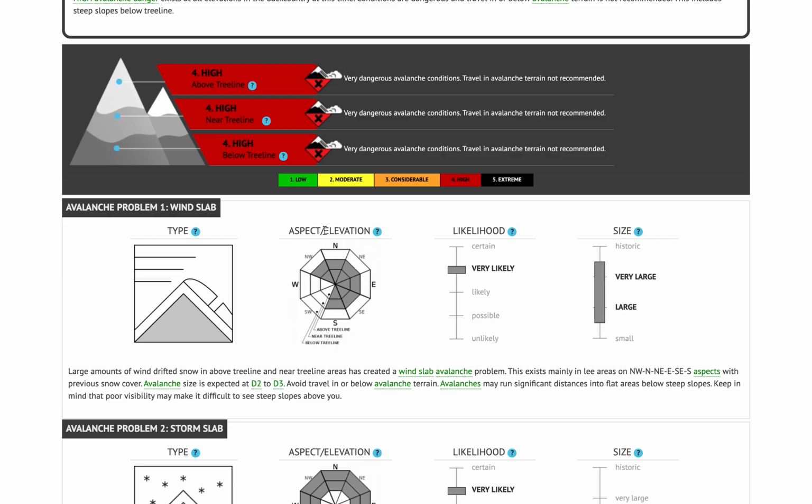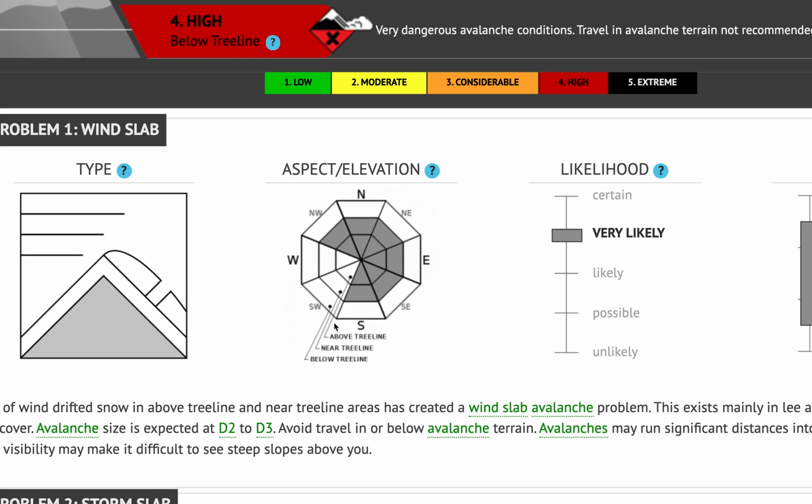Then it's going to give you this thing called an avalanche rose, and there are 8 aspects on this, and you can see there are 3 elevations. So the outer ring is below tree line, the middle ring is near tree line, and the upper ring is above tree line. And then you can see the 4 cardinal directions, and then you have northeast, southeast, southwest, and northwest. And so this gives you an idea of where this specific avalanche problem is.